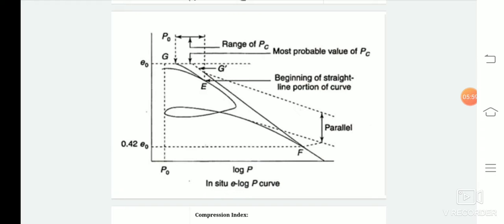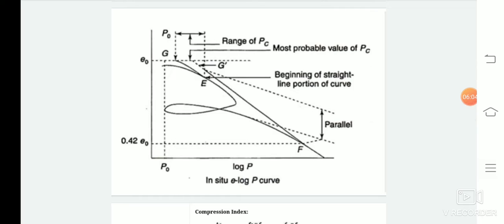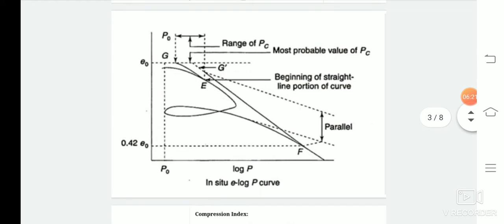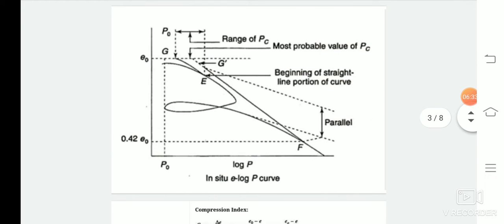So one curve is obtained where load is provided and the soil gets compressed, and again when the load is removed, the soil rebounds. After that, when recompression is applied, again the void ratio decreases with increasing load. This graph, as we have discussed earlier, is known as the e-log P curve. So how is the compression index, Cc, obtained?